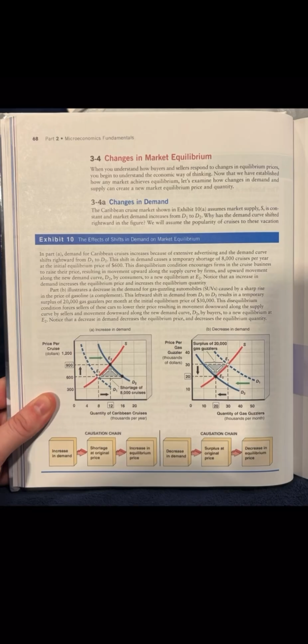3-4A. Changes in demand. The Caribbean cruise market, shown in Exhibit 10A, assumes market supply S as constant and market demand increases from D1 to D2. Why has the demand curve shifted rightward in this figure? We will assume the popularity of cruises to these vacation islands has suddenly risen sharply due to extensive advertising and the influenced tastes and preferences.